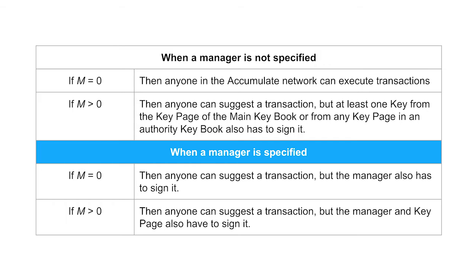Finally, when a manager is specified by an ADI and M is greater than 0, then at least one key, either from the key page of the ADI's keybook or from any key page within an authority keybook, is required to initiate a transaction. However, the transaction won't be executed until the manager approves.